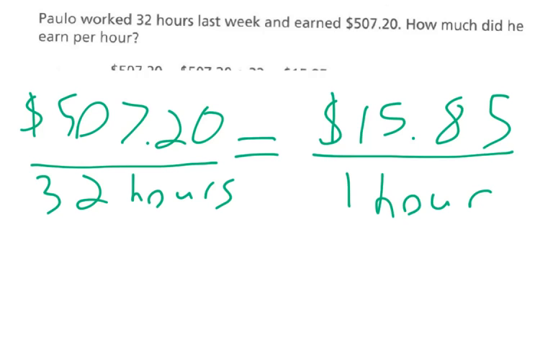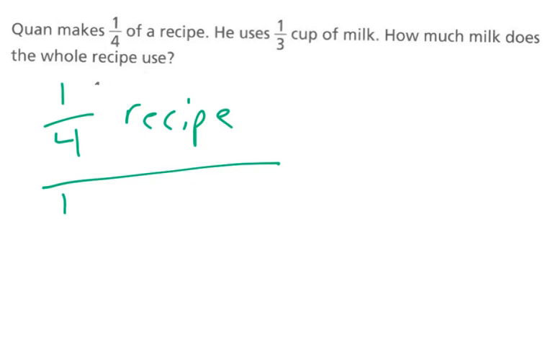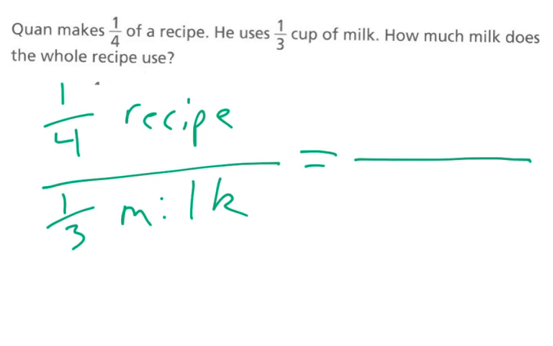All right, let's look at another one. Quan makes 1/4 of a recipe. He uses a third cup of milk. How much milk does the whole recipe use? Now there's a few different ways that you can solve this. So we know that he's making a fourth of the recipe. Sometimes I like to label these so I don't get confused. And he's using a third cup of milk. And so they want to know how much milk he's using if they use the whole recipe.